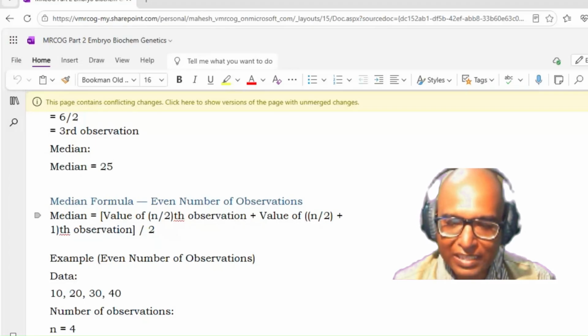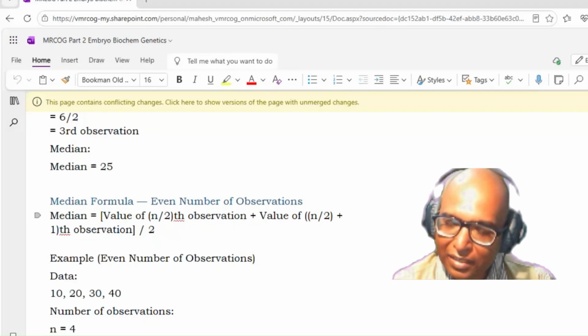Half on this side, half on that side, and the middle value is what will be calculated in the case of odd, n plus 1 by 2. Okay, so 11 observations plus 1, that is 12, divided by 2, is 6. So you get directly 6.